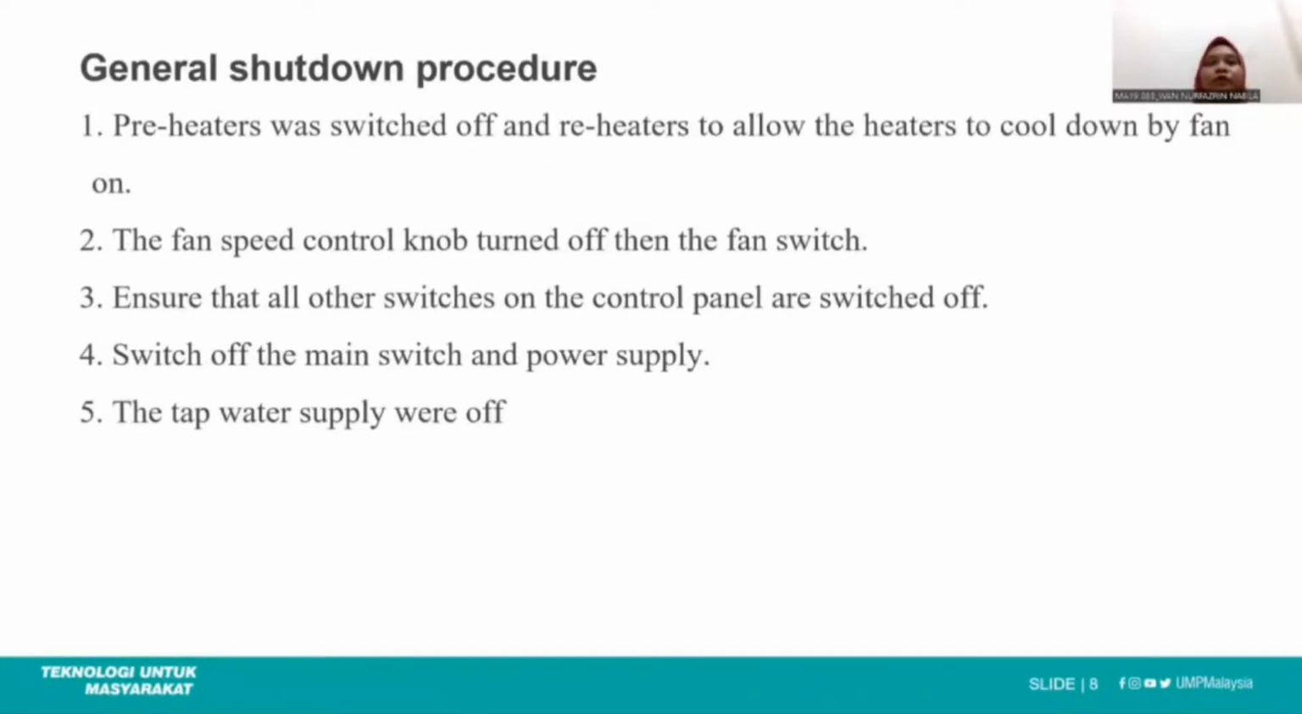Lastly, before we finish our experiment, we have the general shutdown procedure. First, we need to switch off the preheat and reheat to allow the heater to cool down with the fan on. Then the fan speed control knob is turned off, then the fan switch. Third, ensure all other switches on the control panel are switched off. Fourth, switch off the main switch and power supply. And lastly, the tap water supply is switched off.